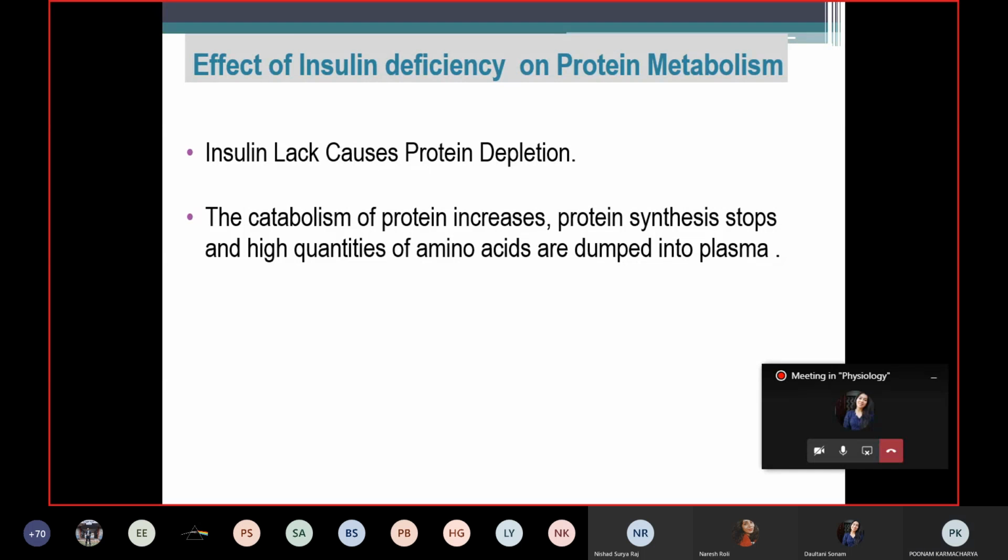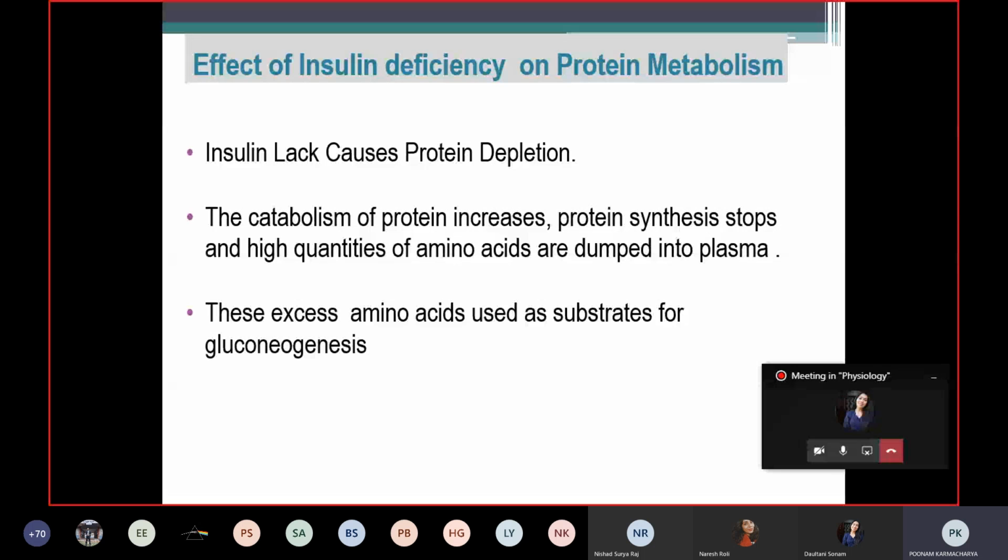Because of that, there will be catabolism of protein, and these amino acids will be dumped into the plasma. They act as a substrate for gluconeogenesis. And because of continuous breakdown of the protein, a person may suffer rapid weight loss and asthenia.